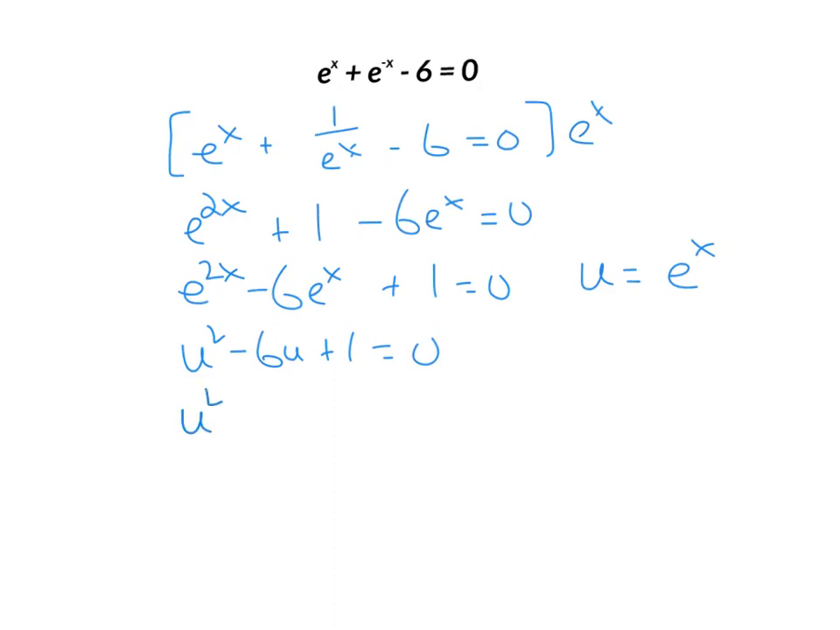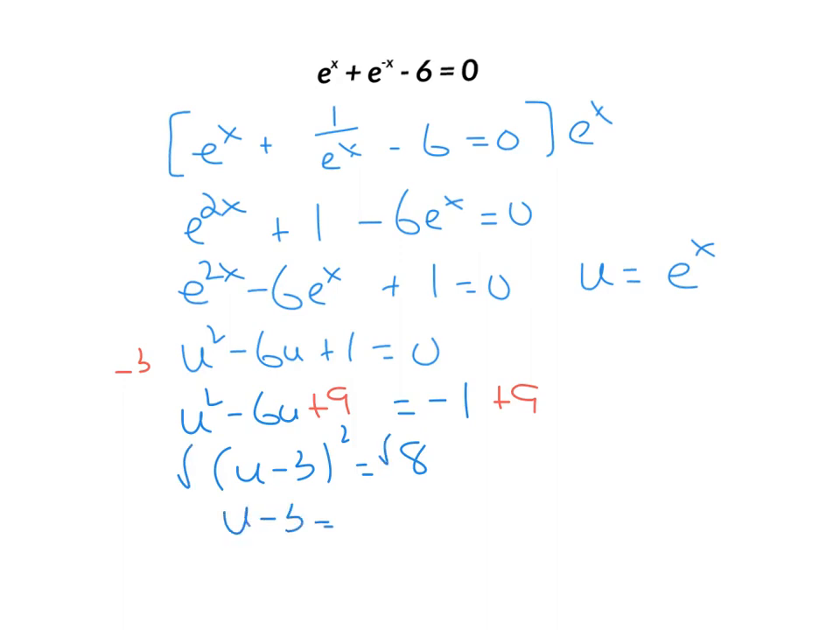So what I'm going to do is complete the square, because this is an even number in the middle. So if I take half of 6, it'd be negative 3. And if I square negative 3, I get a plus 9. I'm adding that to both sides. So it gives me this. U minus 3 squared equals 8. So I'm taking the square root of both sides. So I get u minus 3 is plus or minus 2 times the square root of 2.